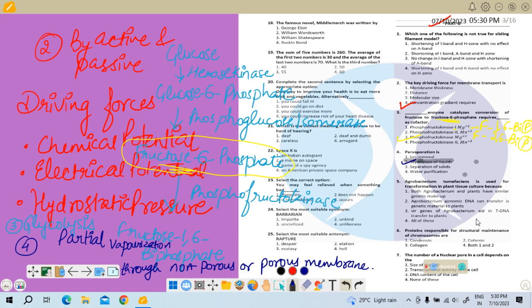Now plants and agrobacterium have similar genetic makeup, that's why they are used in plant tissue culture. This is from plant biotech. Next is agrobacterium genomic DNA, that's why it's used in genetic engineering. Third option, vir genes. Here vir genes are vir A and vir G. This is vir. Okay, so option number 4, all of these.